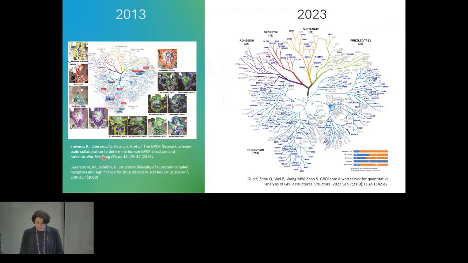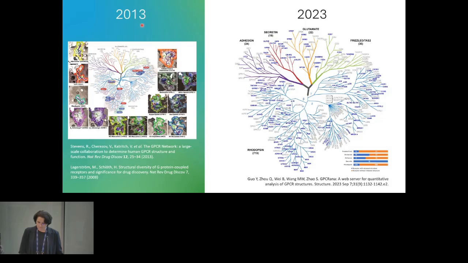But before this, let me remind you about the significant progress that has been made in GPCR structure determination in the past 10 years. What we see here is a phylogenetic tree of the GPCR protein family, characterized in 2008 by Lagerstrom et al. The GPCR tree consists of a few major branches. Today I will focus on two classes, A and B, corresponding to rhodopsin-like and secretin-like GPCRs.